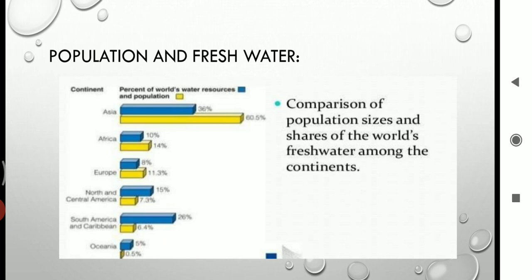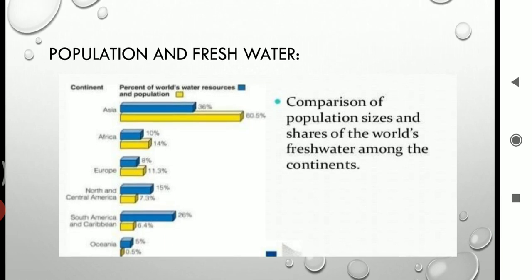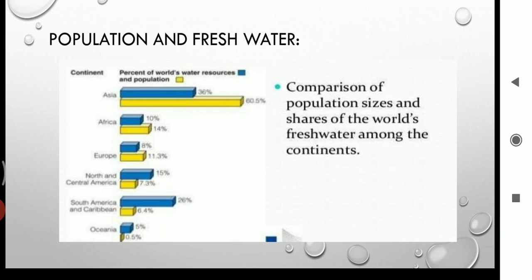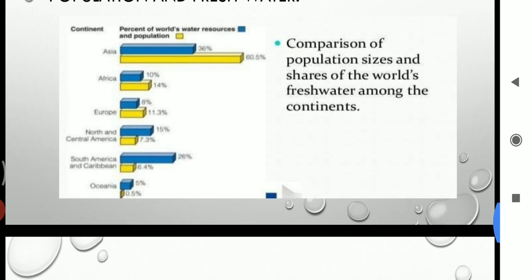In Africa, the percent of world's water resources is only 10%, but the population is 14%. That is a lack of only 4%. In Europe, the water resource is 8%, but the population is 11.3%. There is a 3.3% lack. But North and Central America have more than sufficient water, so there is no scarcity at all. They have water resources of 15%, whereas the population is only 7.3%. So they have more than 50% surplus, about 150% water resources compared to population.